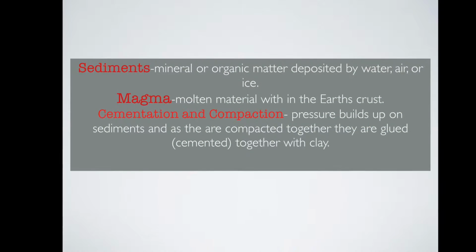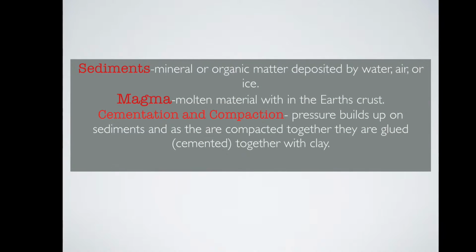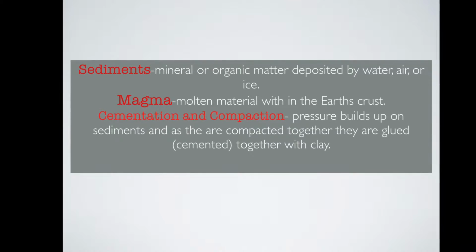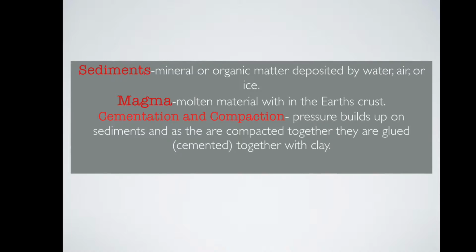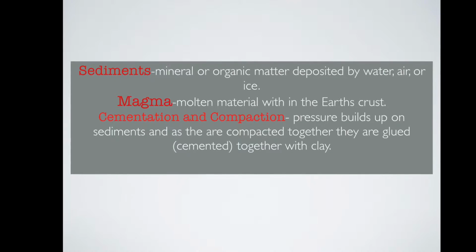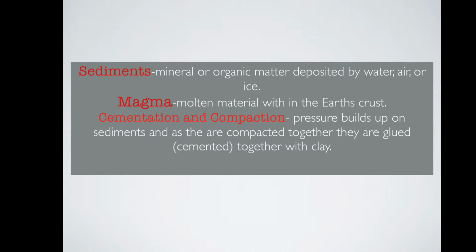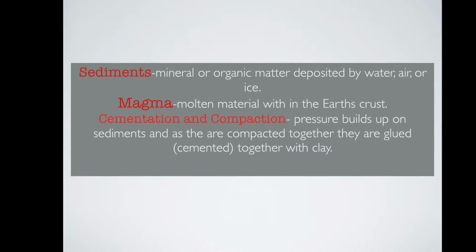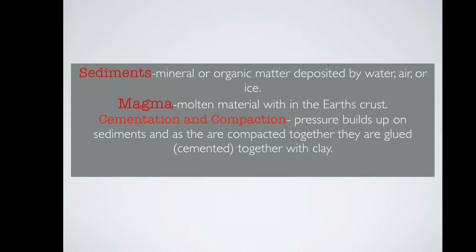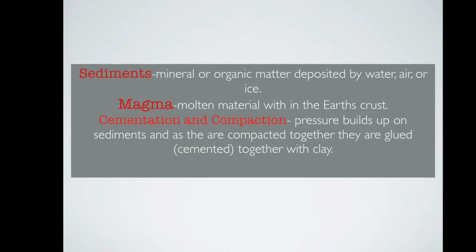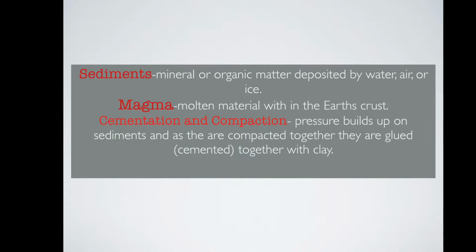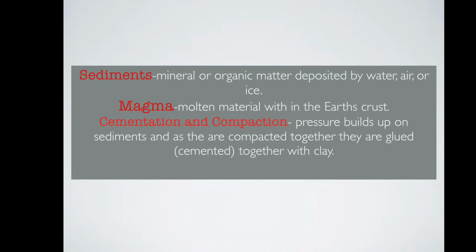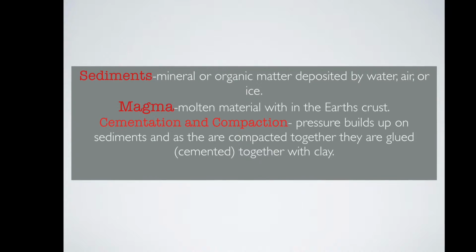So now I'll go into further detail using words that I used before to explain some of the rocks, such as sediments. Sediments are minerals or organic matter deposited by water, air, or ice. So that's just saying that it can be a bunch of rocks, shells, or bones that have all come together or broken down. Next, we have magma, which is molten material within the Earth's crust. So this is the hot red melted stuff that we have in the crust. Magma also turns into lava after it comes out of a volcano.